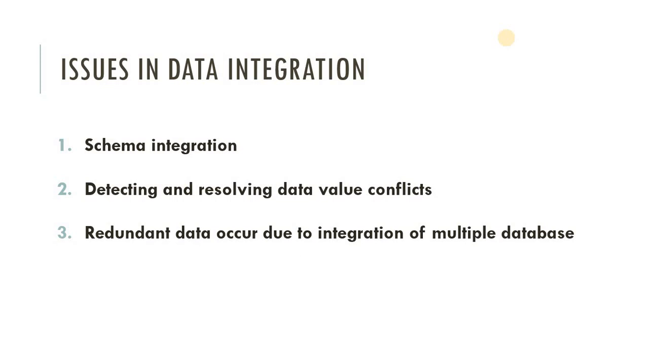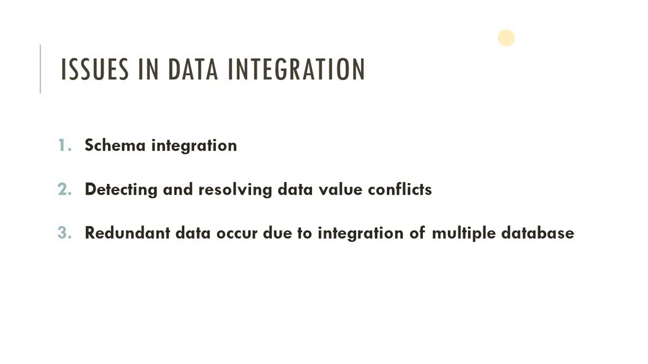The second is detecting and resolving data value conflicts. As the data is collected from multiple sources, attribute values may be different for the same real world entity. Possible reasons include different representations. Suppose there is one column of rupees, where some values are in Indian rupees and some values are in dollars, which may create a value conflict. Detecting that and resolving the conflict is a very difficult task while integrating the databases.